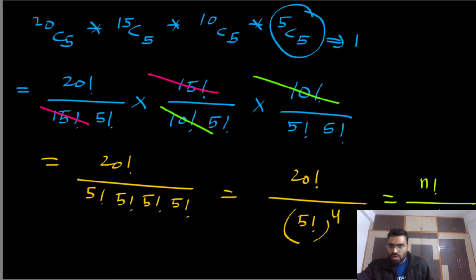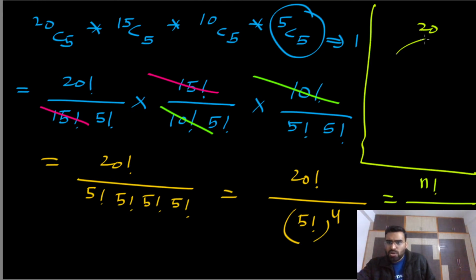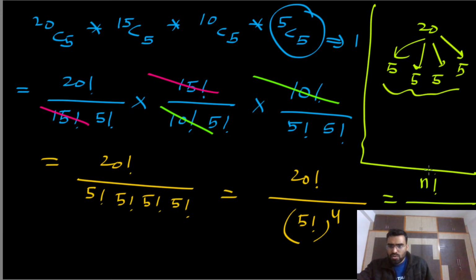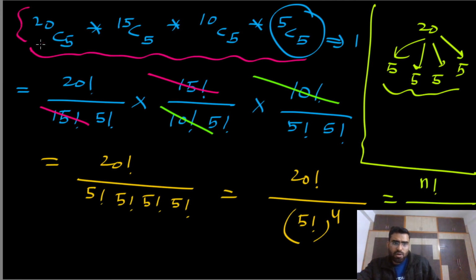Why? Because you have 20 objects, and those 20 objects you are dividing 5, 5, 5, 5. So you can notice that it is 20 factorial divided by 5 factorial power 4. So actually this formula comes from this logic. This is the logic that you can apply.